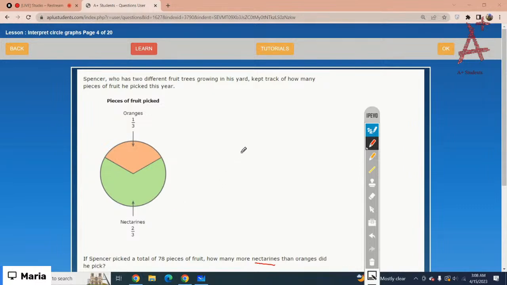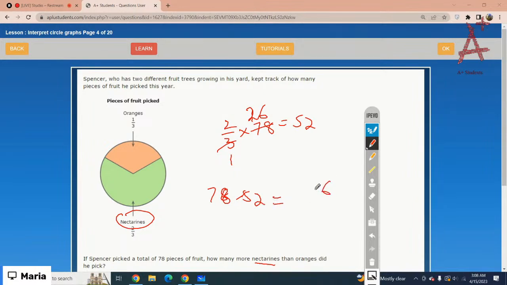Two thirds of 78: 3 times 1 is 3, 3 times 2 is 6, and 3 times 6 is 18. That means 52. So 52 are the nectarines. Then 78 minus 52 leaves 26. That means 26 are the oranges and 52 are the nectarines. Got it?